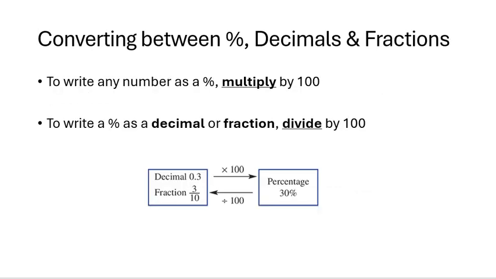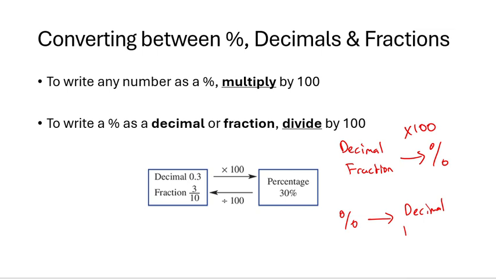Okay. So, this is how you convert between decimals, percentages, fractions, all that kind of stuff. So, if you want to go from a decimal or fraction to a percentage, you just get your number and times it by 100. But if you want to go from a percentage to a decimal or fraction, you divide by 100 instead.